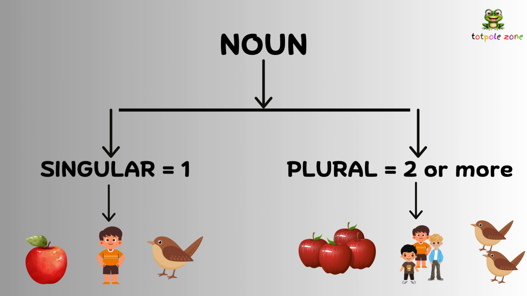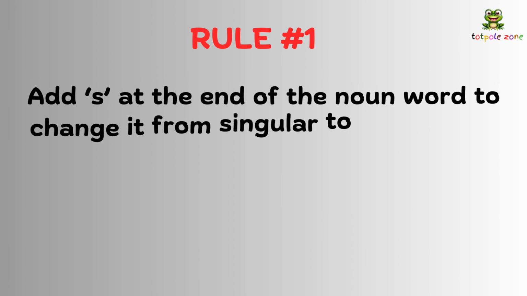There are different rules to change a singular noun to a plural noun. In this video, let us learn the first rule to change a singular noun to a plural noun. Rule number 1. The first and the most common rule to change a singular noun to a plural noun is to add the letter S at the end of the word.